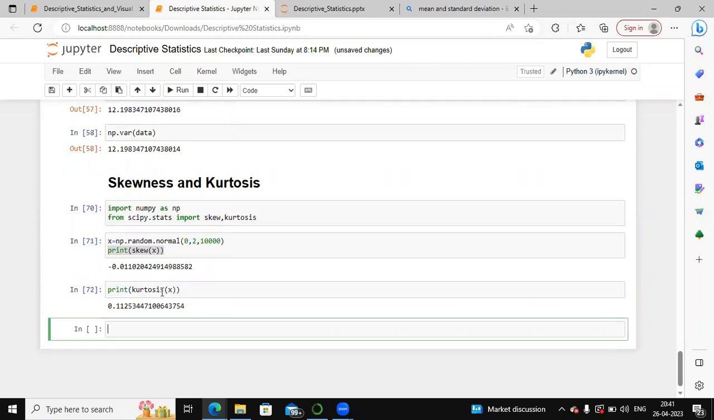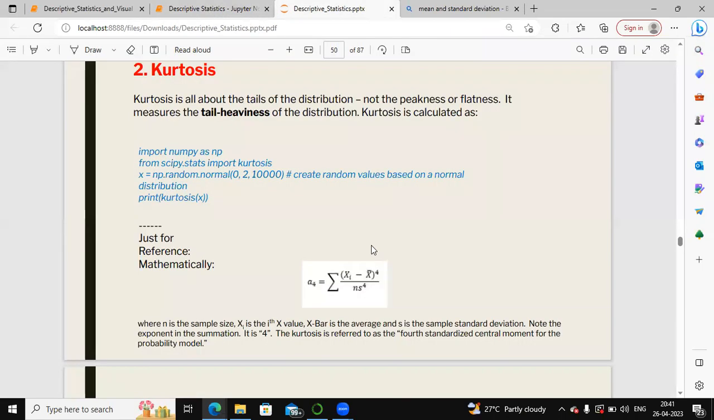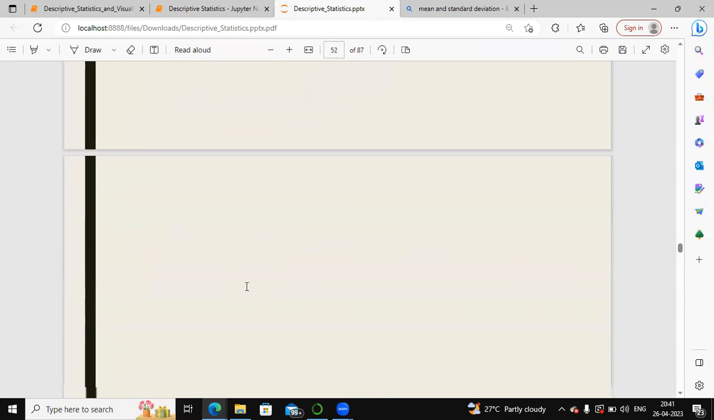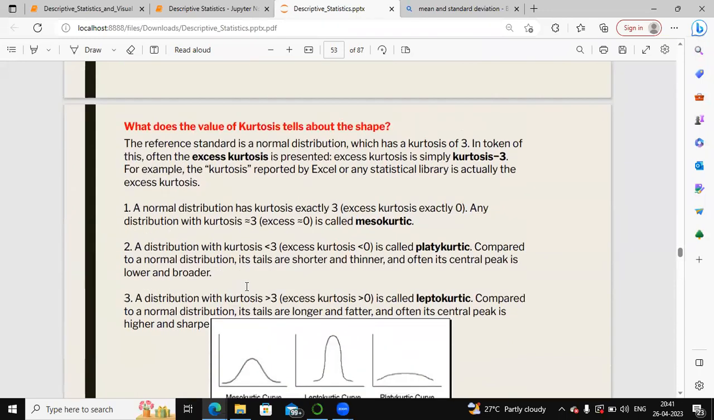So you see the kurtosis comes out to be 0.112. Okay, so let's see more about the kurtosis part. When you see the kurtosis, n is the sample size. I want to see more about kurtosis. What does the kurtosis tell about the shape?